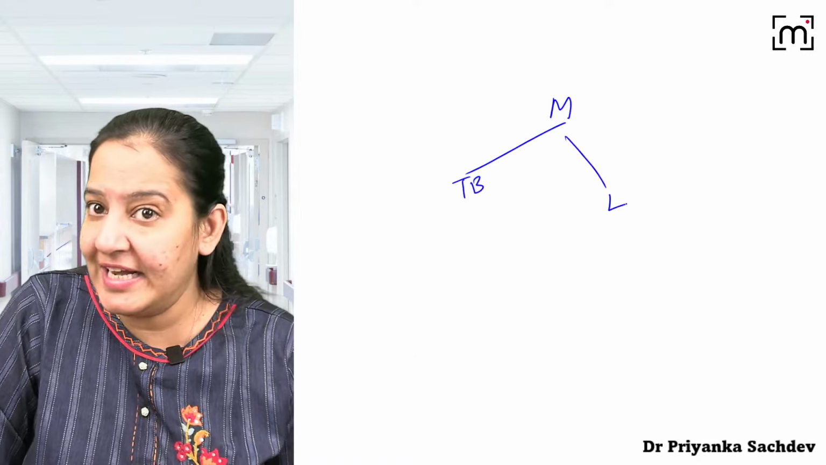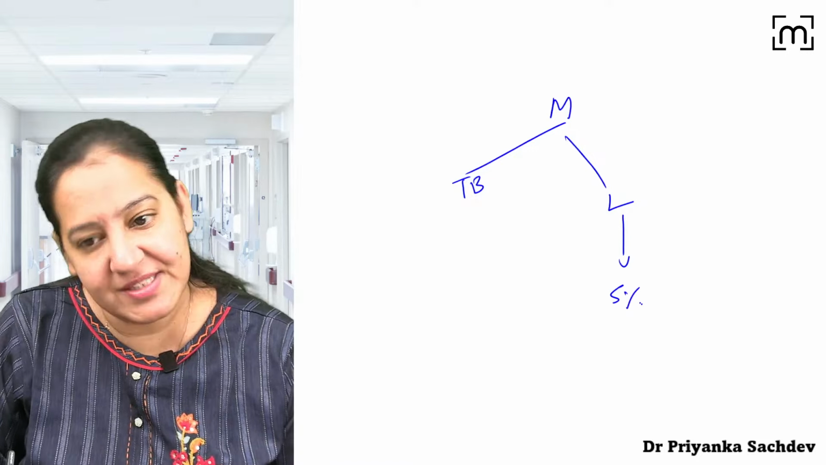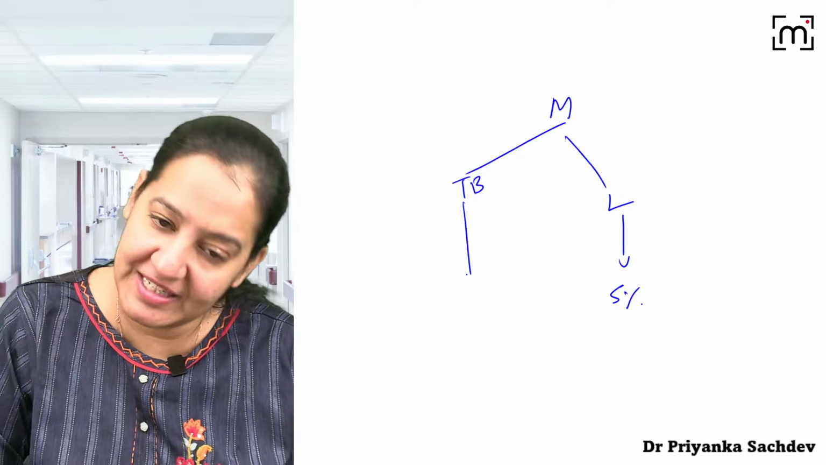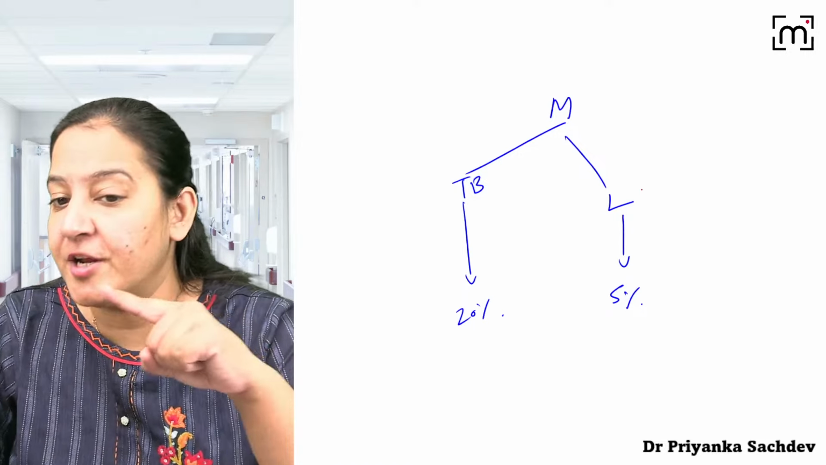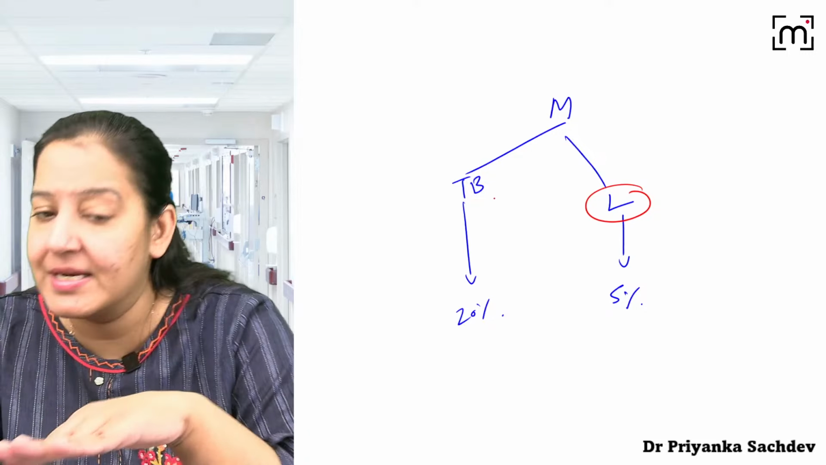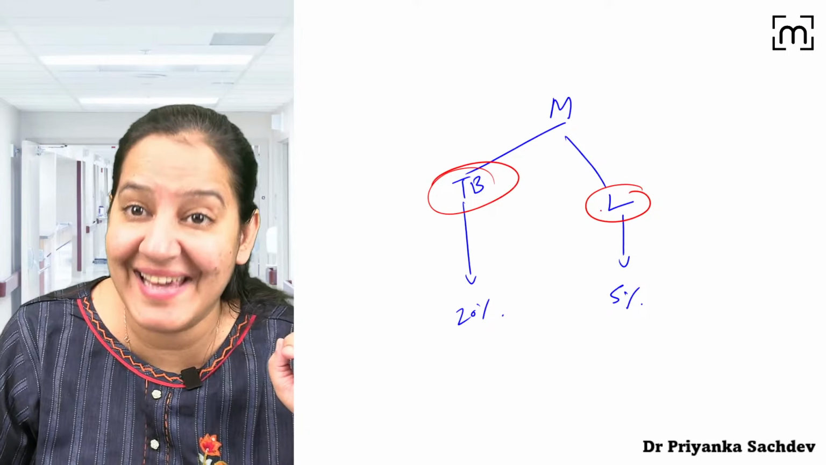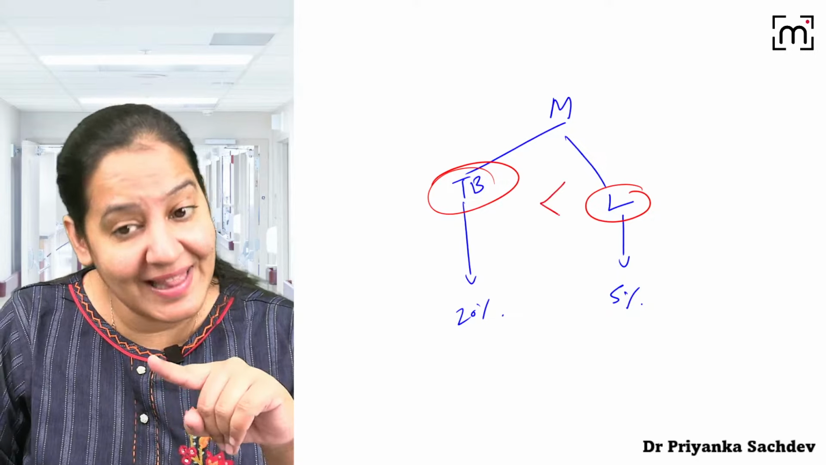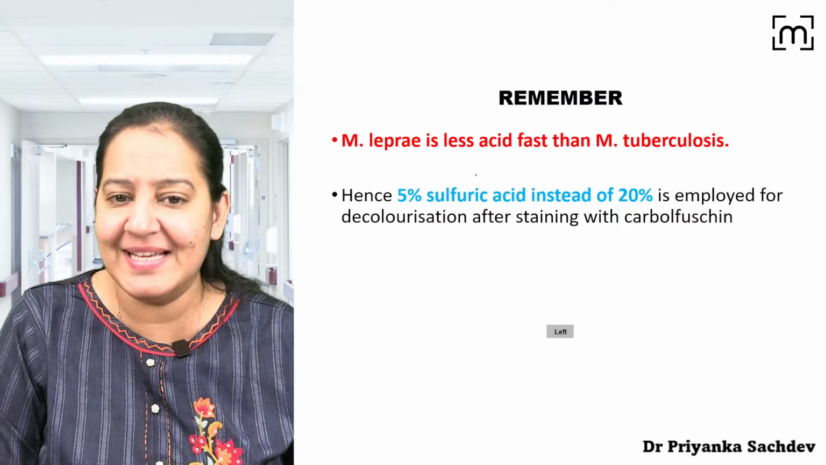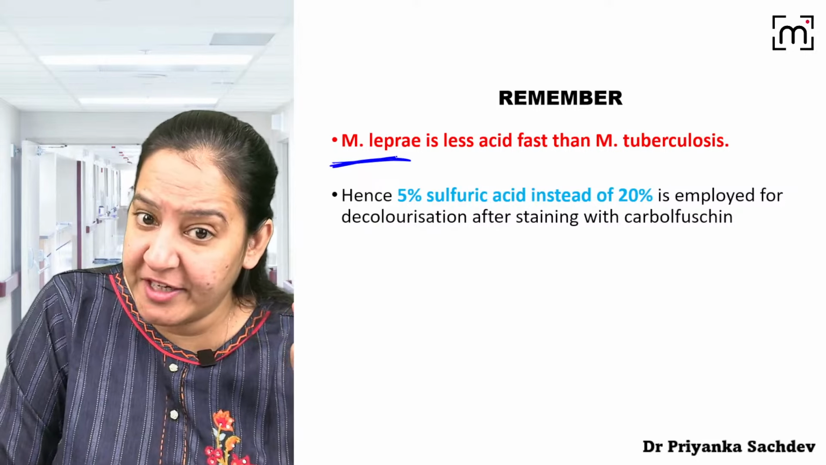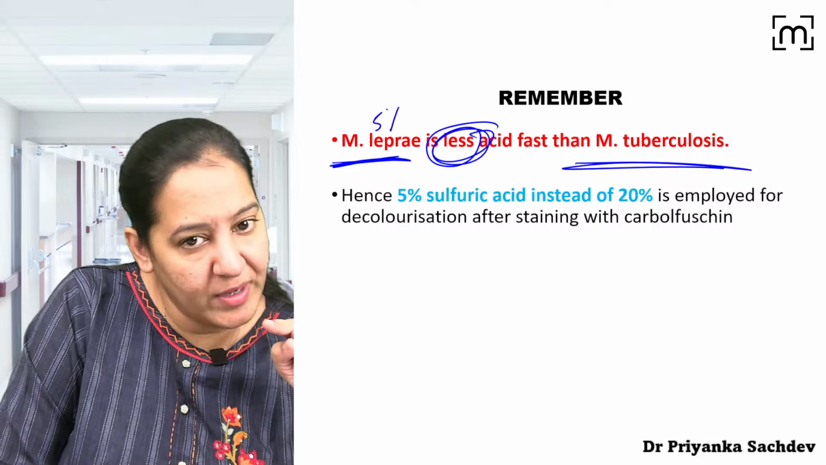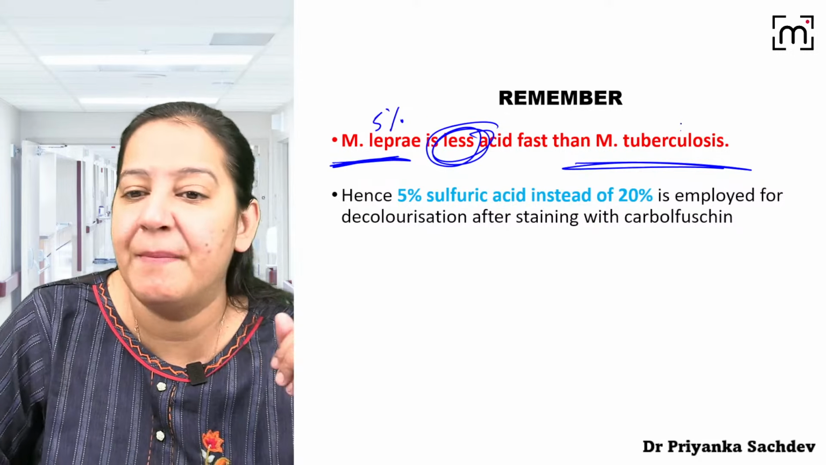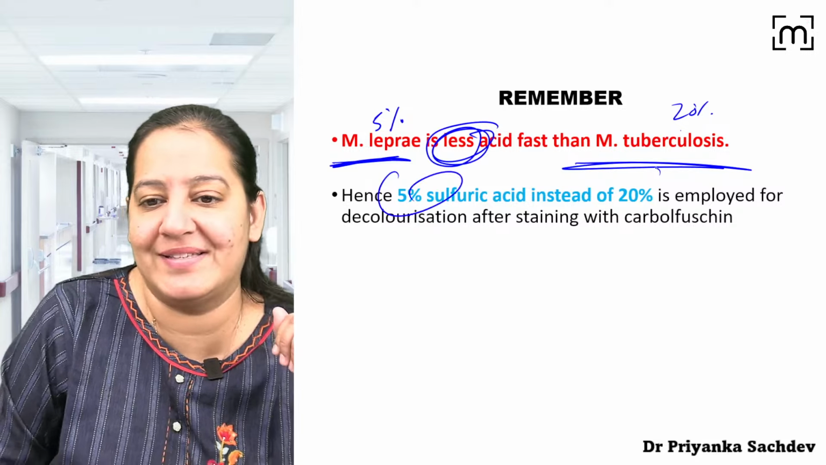There are two types of mycobacteria, no? Tuberculosis and leprae. Leprae is decolorized at 5% H2SO4, but tuberculosis is at the standard 20%. So can I use one line? Mycobacterium leprae is less acid fast as compared to Mycobacterium tuberculosis. Can you read this line? Mycobacterium leprae is less acid fast than Mycobacterium TB, because here we require only 5% H2SO4 to decolorize it, but here we require 20% H2SO4 to decolorize it. Give me a thumbs up.